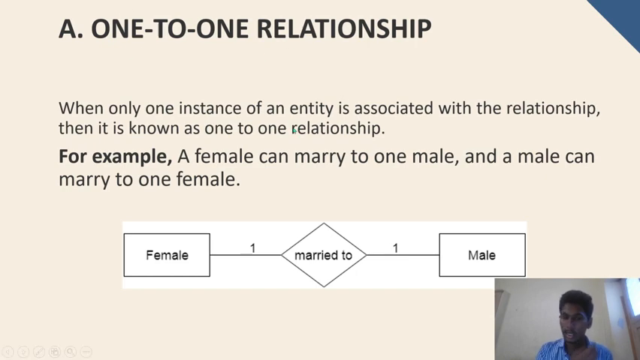One to one relationship means that one instance of an entity is associated with only one instance of the other entity through the relationship. For example, a female and a male can be married, only married to one male or female. As we can see here, a female has a one relationship with a male, and a male has a one relationship with a female. It can be represented this way, or as 1:1. Here, married to is the relation.